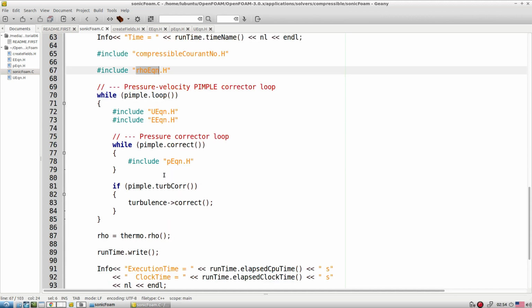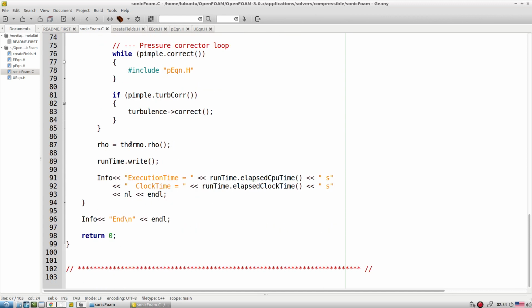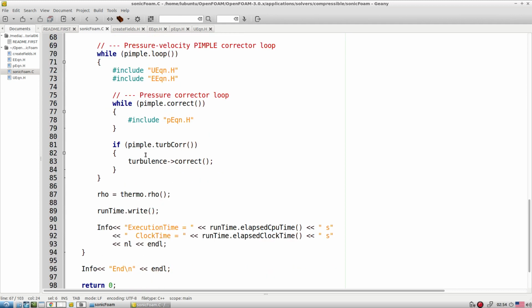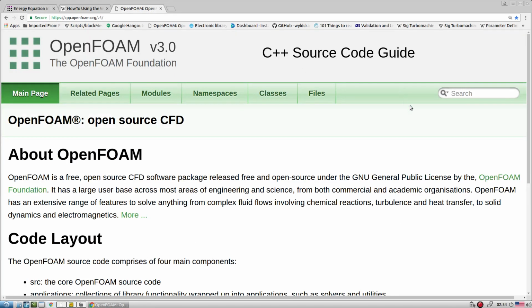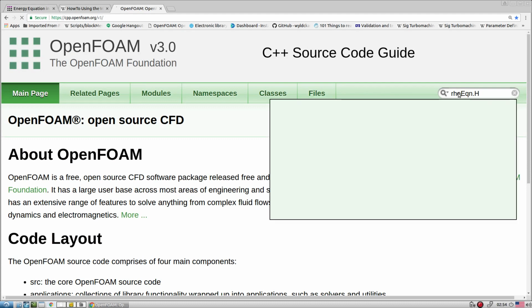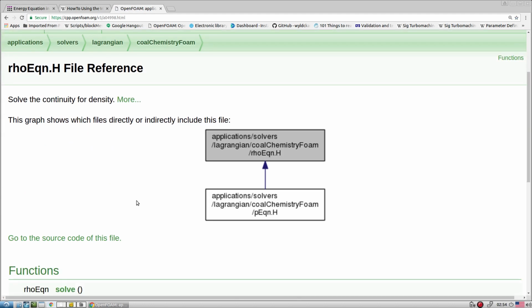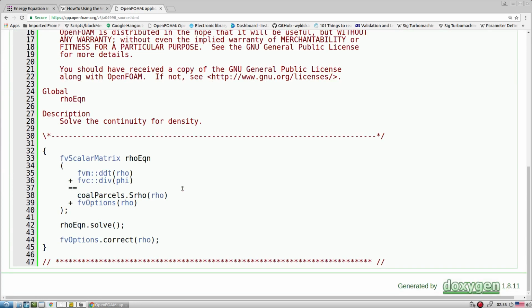So we solve the rho equation, and then we correct. So let's look at the rho equation from, let's say, the oxygen area. Let's see how the rho equation looks. So this is the rho equation. What it is going to solve is nothing but ddt of rho and div of phi rho, and if any source term. So this is a very simple rho equation that is solved at that point of time.